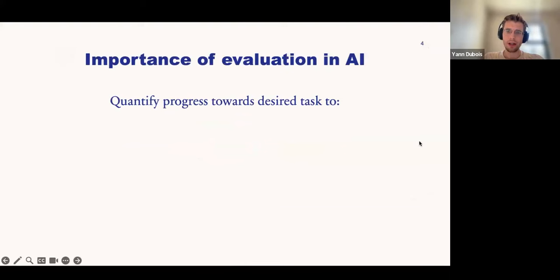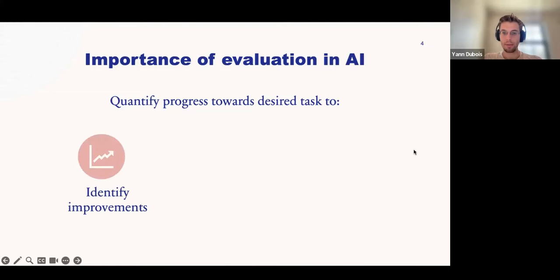So why is evaluation important, and what is evaluation? When you develop an AI pipeline or an LLM, you usually have a goal in mind. So evaluation is simply quantifying the progress that you're making towards that goal. And why is that useful? I'll give you a few examples. One thing that you can do with evaluation is that you can identify improvements that you could do in your model development pipeline. So you can understand how to better design models.